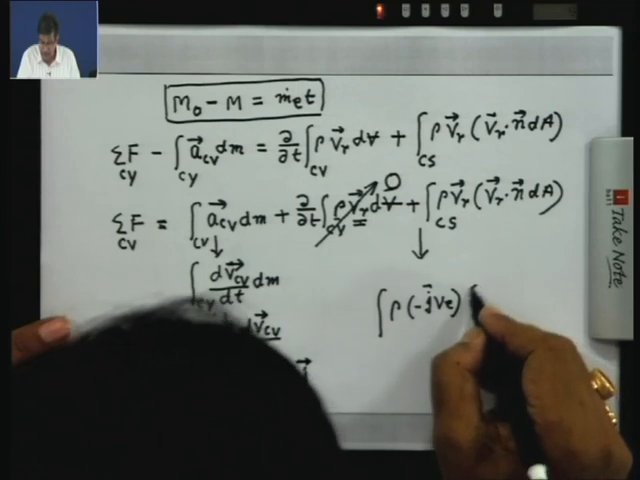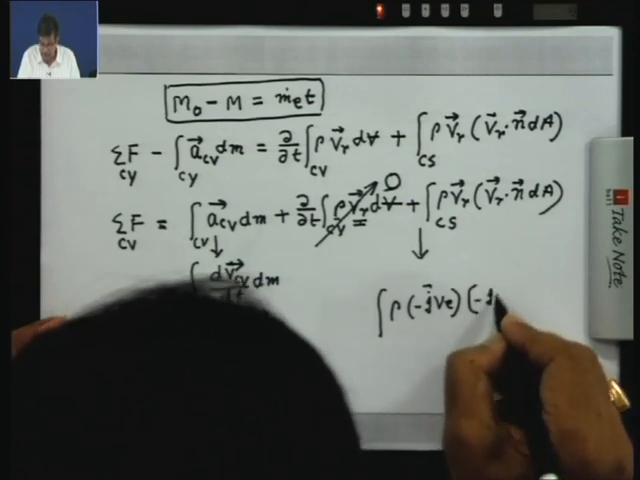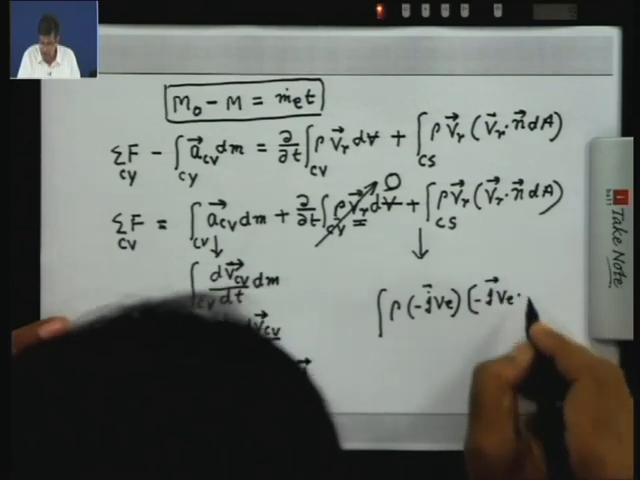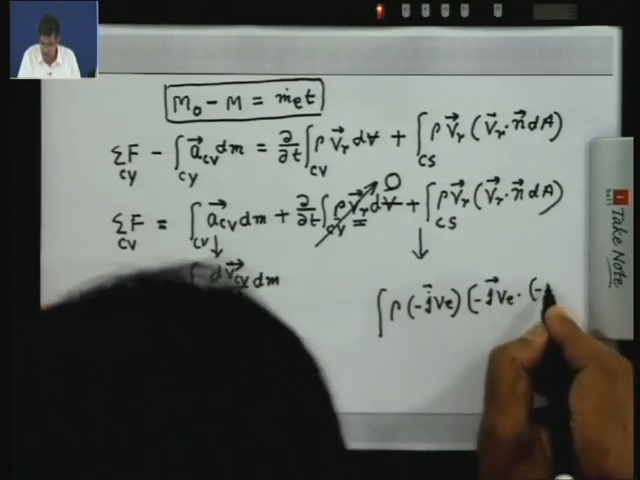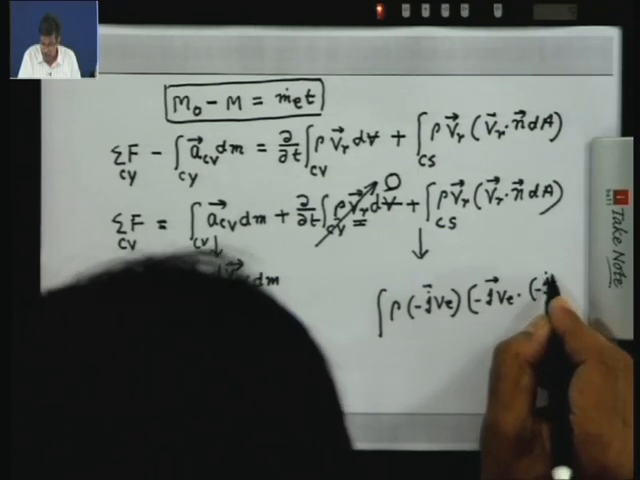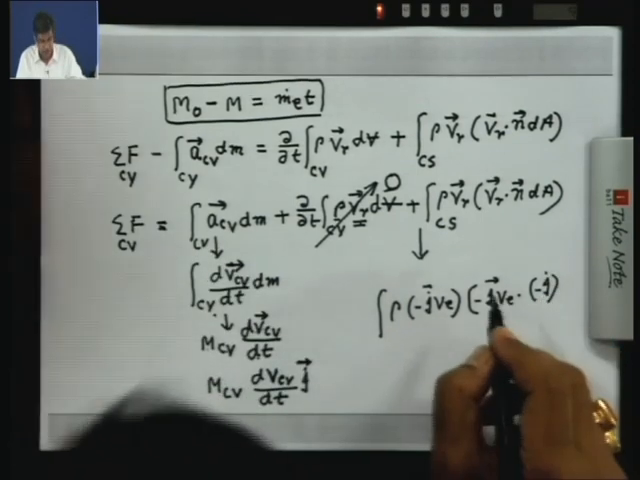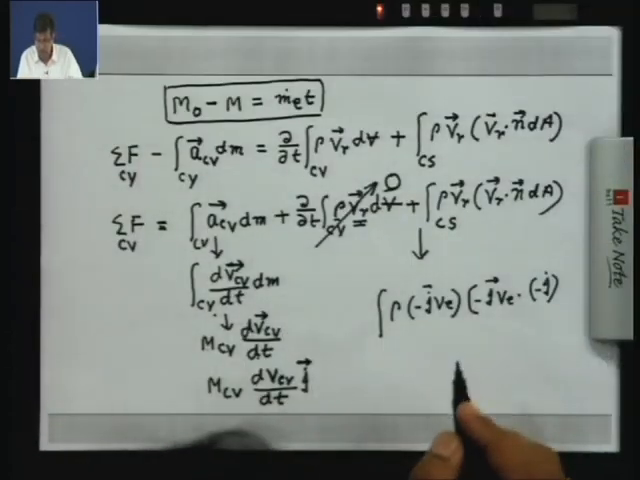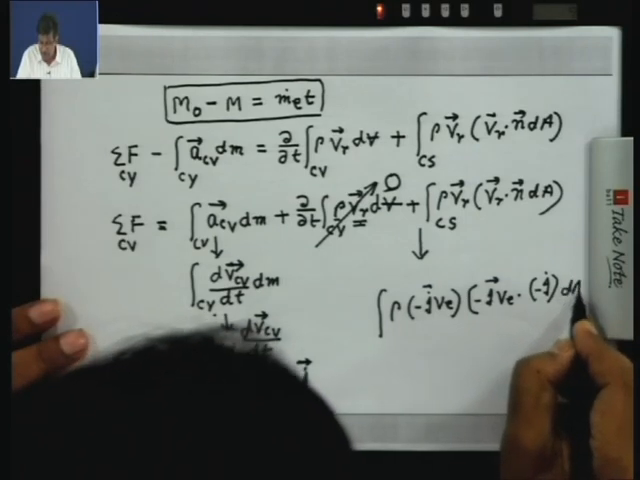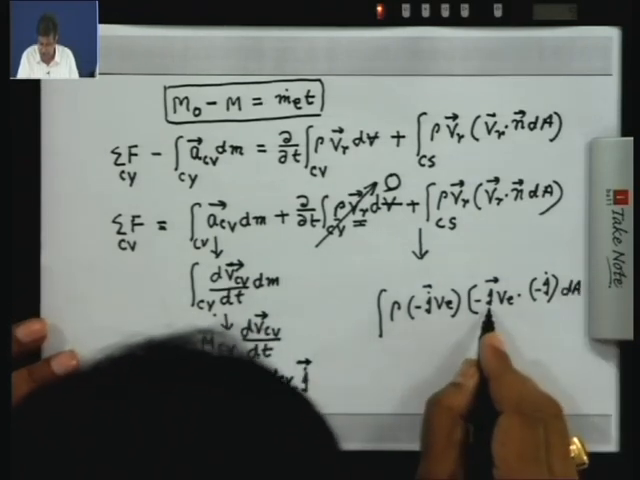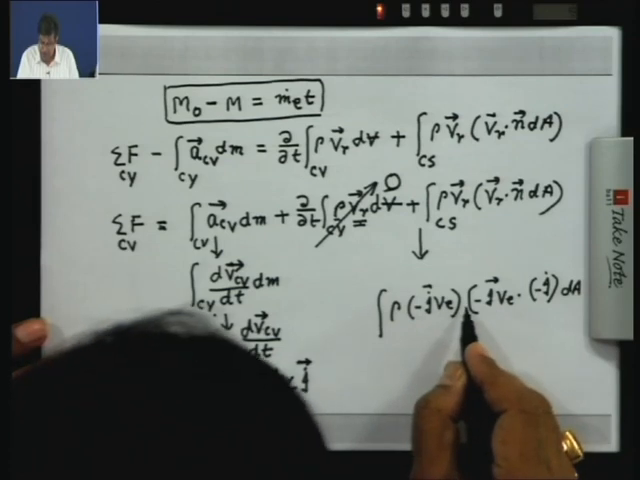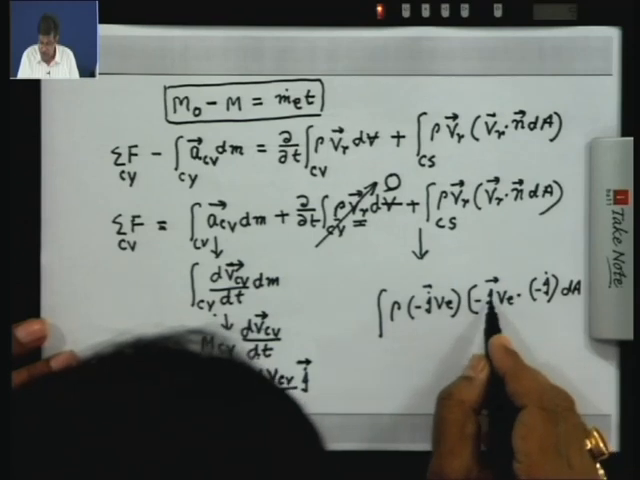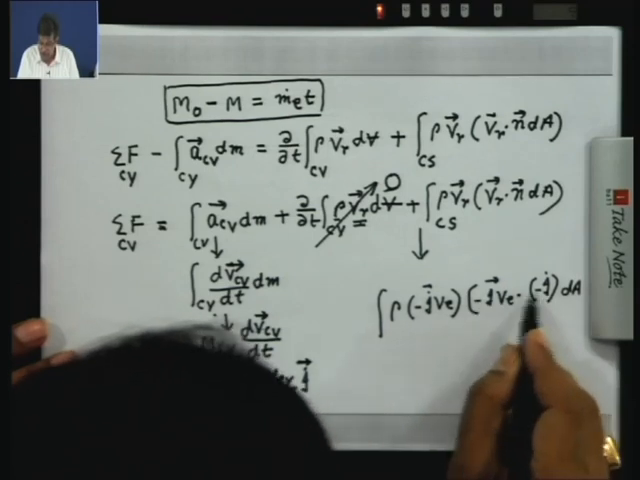What is this? This is again minus j ρ V_r dot n dA. The outward normal to the area is minus j. So just with the application of simple vectors we are doing that. So this is V minus j dot minus j, that means j dot j is 1, minus minus plus 1.